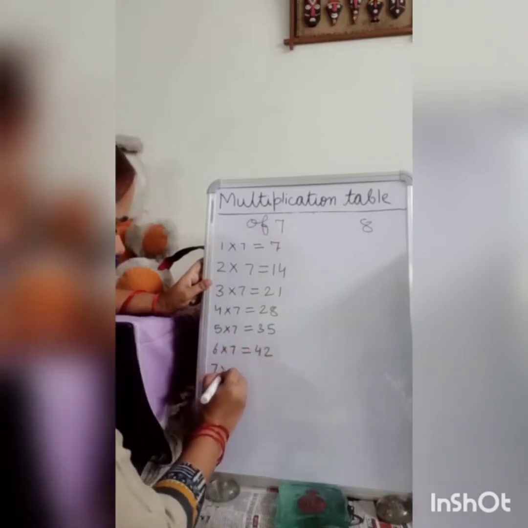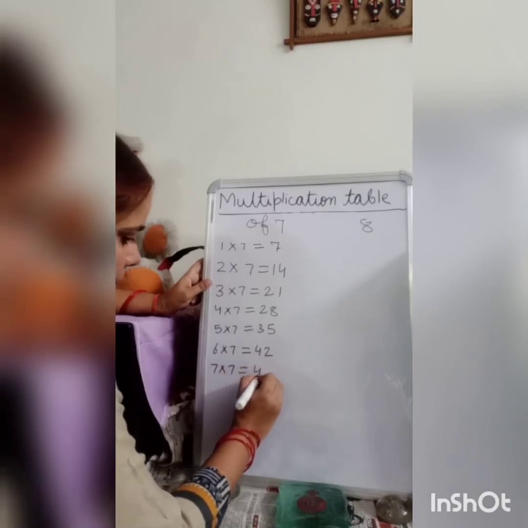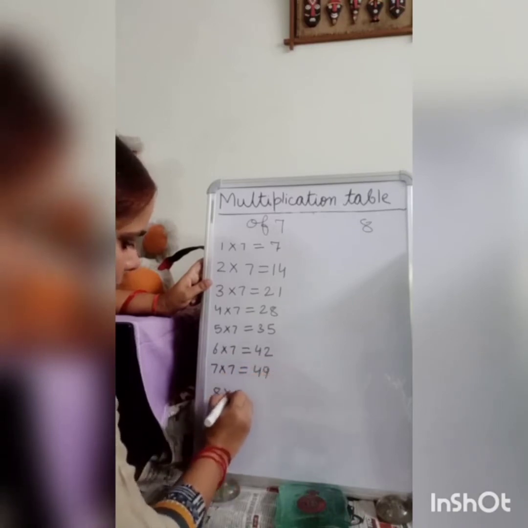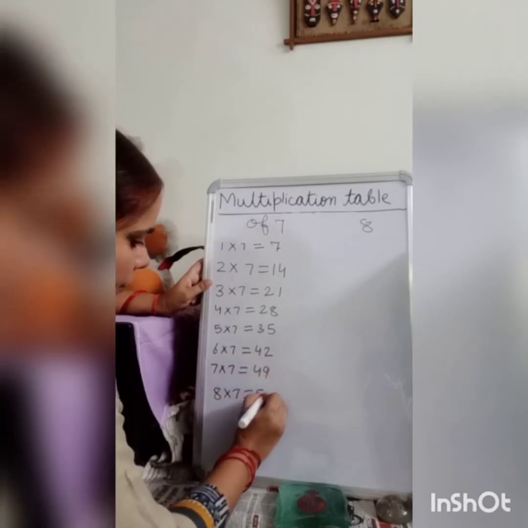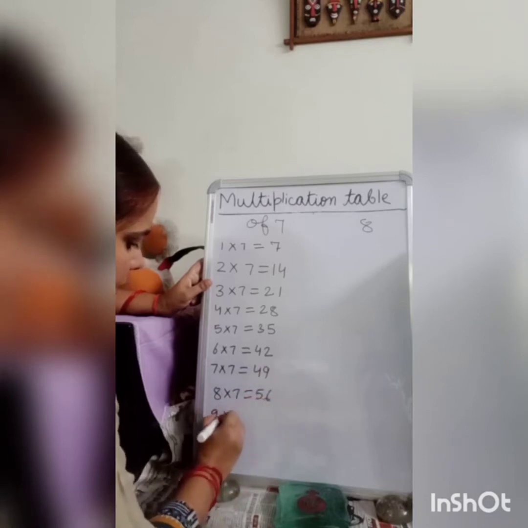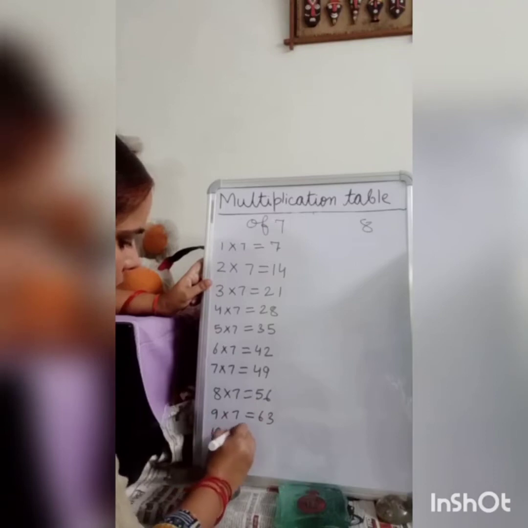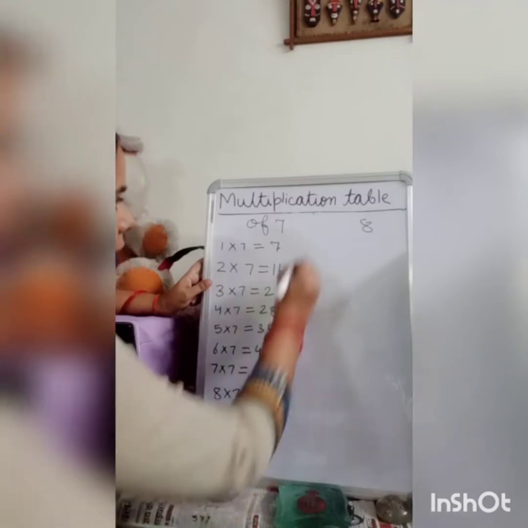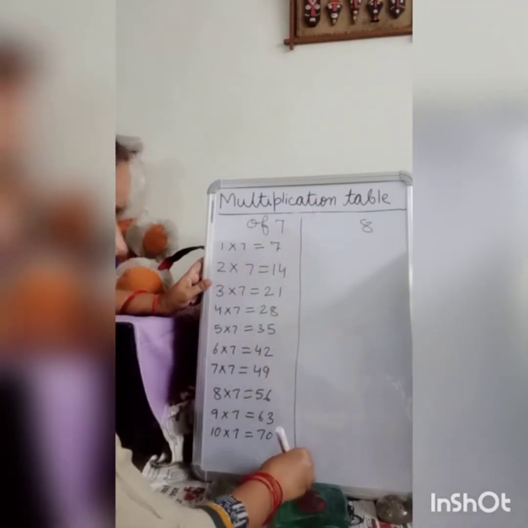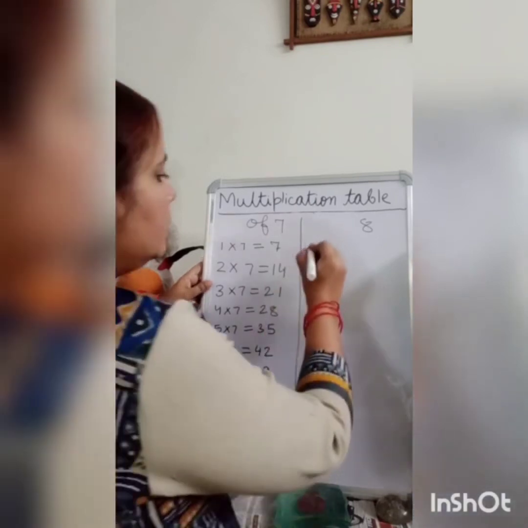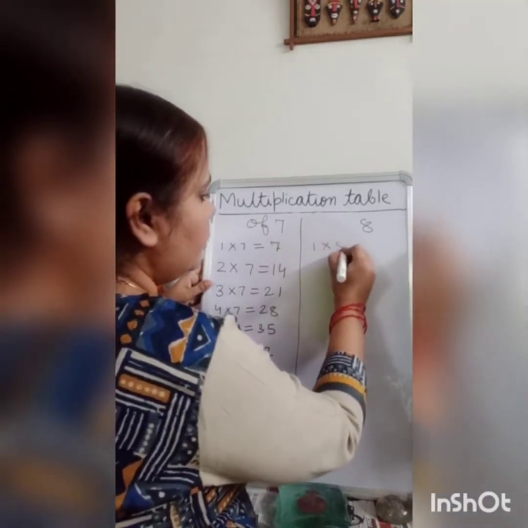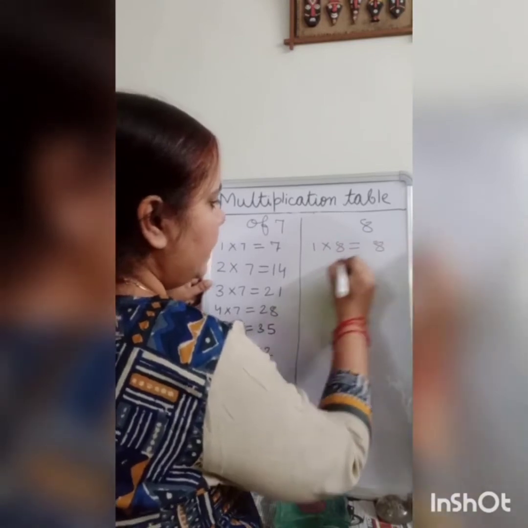And then 7 times 7 is equal to 49. And 8 times 7 is equal to 56. And 9 times 7 is equal to 63. And then 10 times 7 is equal to 70. Are you repeating after me, children? Please repeat after me. 1 times 8 is equal to 8.